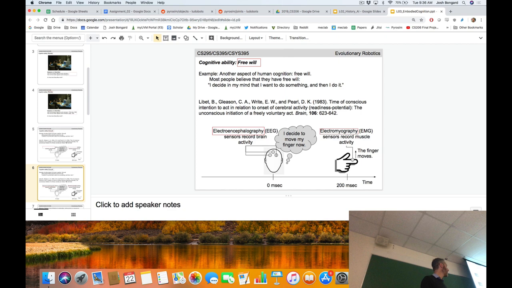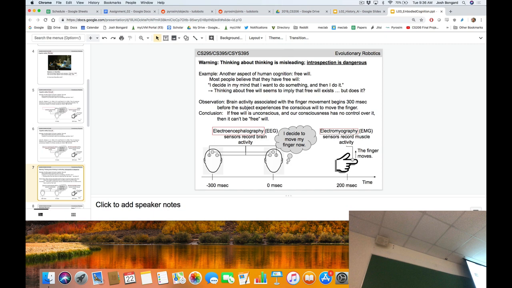Turns out that in most of the cases, there was another EEG pattern, which again was robust. It was the same within the subject when they did this experiment multiple times. But that pattern always appeared 300 milliseconds before the subject said that they had decided to move their finger. So what?